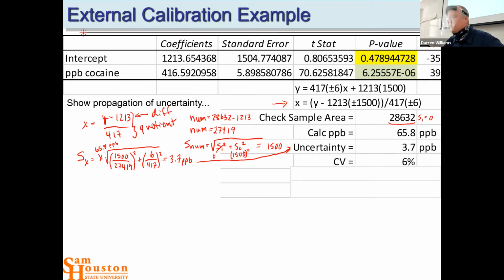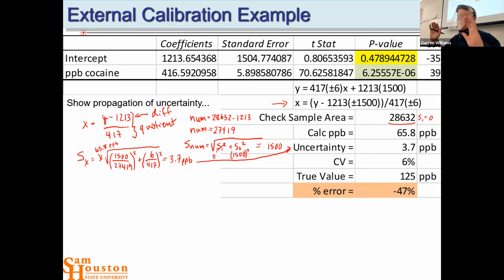So our CV is 6%. That's pretty good. I mean, what I said was that was fair. Good was 5%, and excellent was 1% or less. The true value is 125, and so we're low, 47%. So this was the model that contained both M and B, and we did the M alone, and it was, again, 45% low. So both of these models were bad in terms of the accuracy, but they're pretty good in terms of precision.